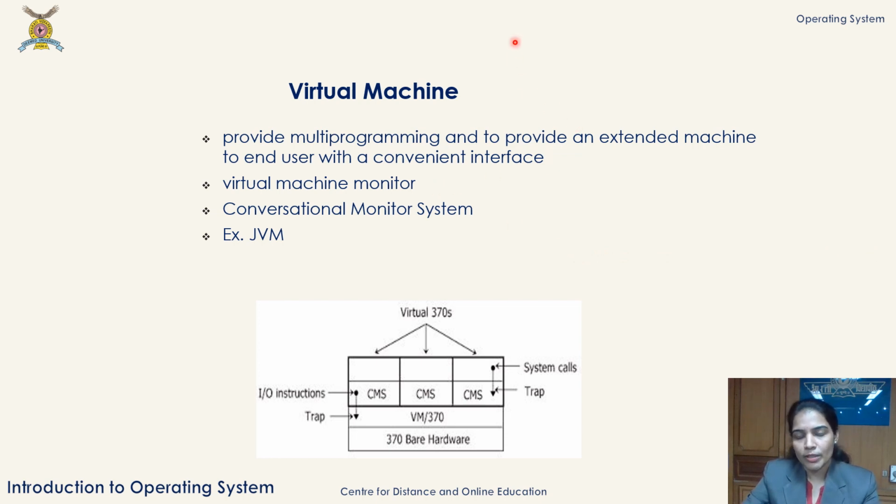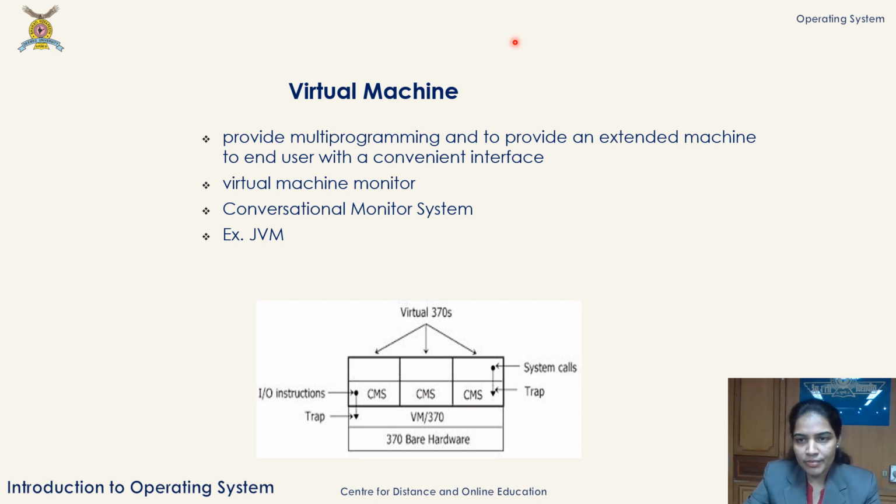The next is the virtual machine operating system structure. Here the core part of the system is called a virtual machine monitor. It runs on the bare hardware and it provides several virtual machines to the next layer up.